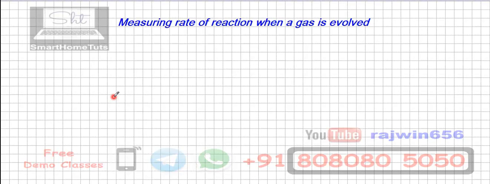All right, we are starting with the next subtopic. That is, how do we measure the rate of reaction? Now here we are considering the first case where in a reaction a gas is evolved. That depends upon what reaction we are going to consider, and how we are going to measure the speed of reaction or the rate of reaction while considering some laboratory equipment and apparatus. Let us consider a few examples of this.